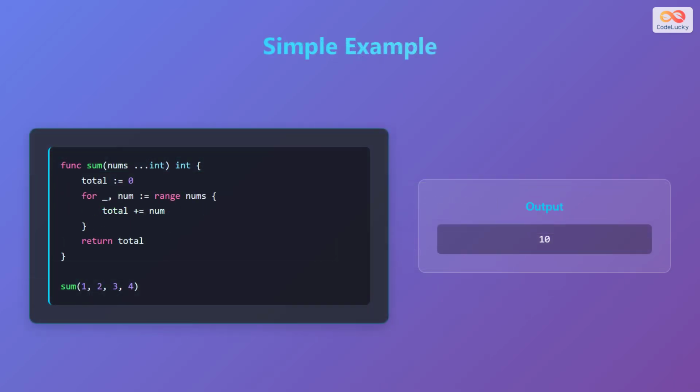Let's look at a simple example. Here we have a function named sum, which takes a variable number of integer arguments, indicated by nums, followed by three dots and then int. The function returns an integer value. Inside the function, total is initialized to 0. A for loop iterates over the nums slice, adding each number to the total. Finally, the function returns the total.